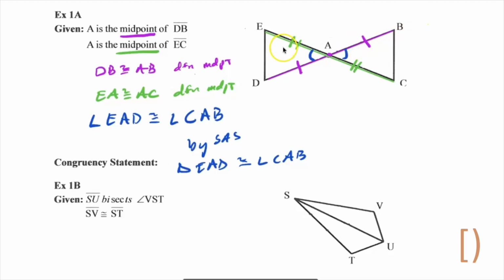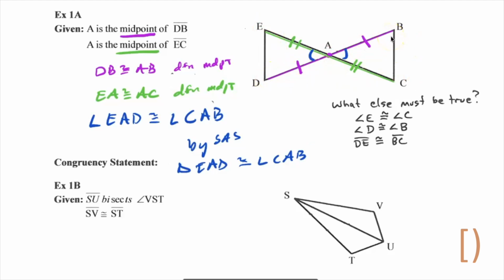And again, once you prove the two triangles are congruent, once you have that, then all the corresponding parts must be congruent. Then ED must equal BC, D goes to B, right? We can say all this is true.